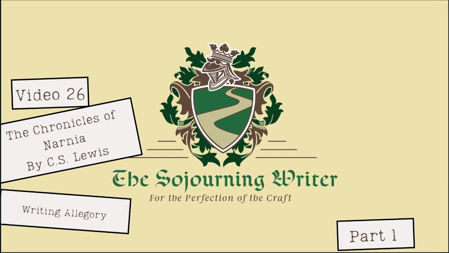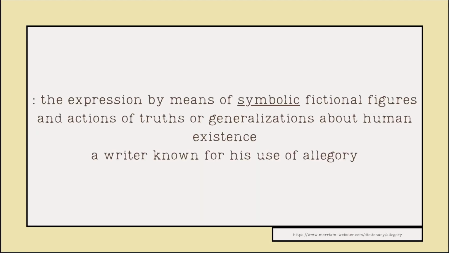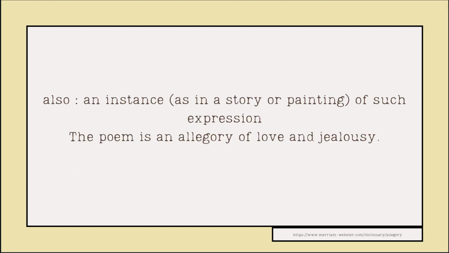So I pulled the definition from Merriam-Webster. Allegory: the expression by means of symbolic fictional figures and actions of truths or generalizations about human existence. A writer known for his use of allegory. Or, also, an instance, as in a story or painting, of such expression. The poem is an allegory of love and jealousy.